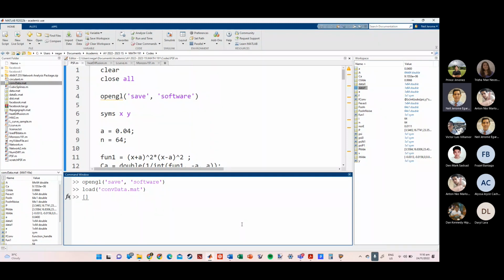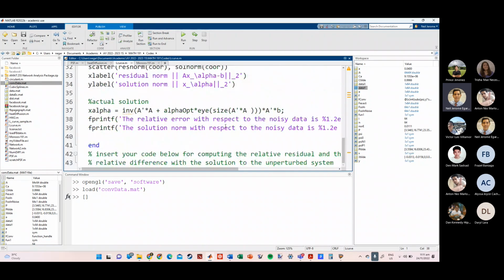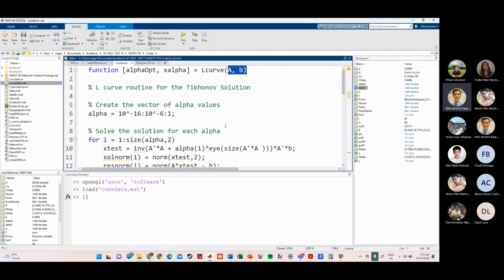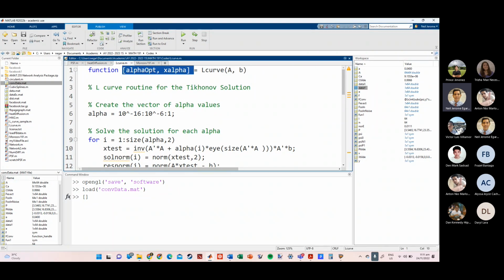Okay, para mas okay pala, hindi ko lang iraran yung L curve, pero isi-save ko na yung outputs na makukuha ko sa L curve. Kasi remember, if you go to the L curve routine, meron siyang dalawang inputs, A and B. So sundin nyo lang yung format dun sa function, dun sa external function. May end naman ako na nakalagay. So dito, dalawa yung inputs niya, A and B. Tapos meron siyang dalawang outputs, alpha optimal and X alpha.